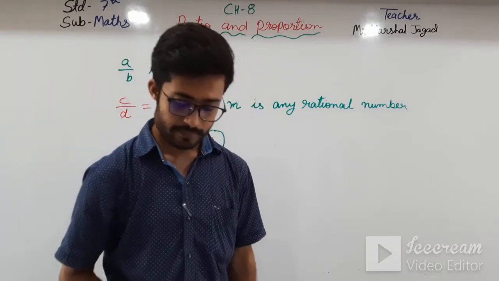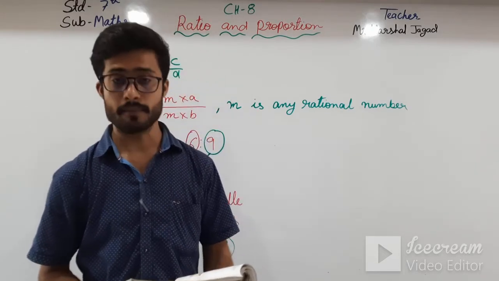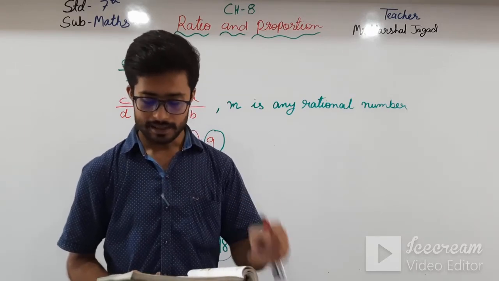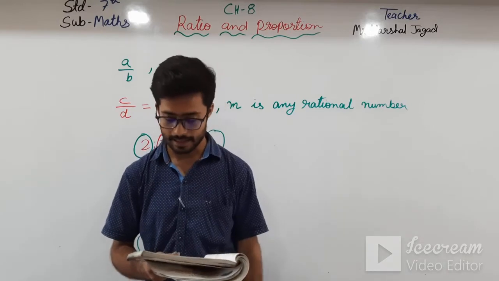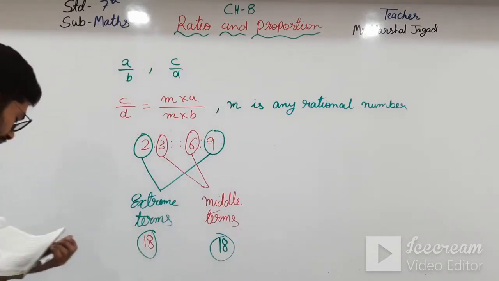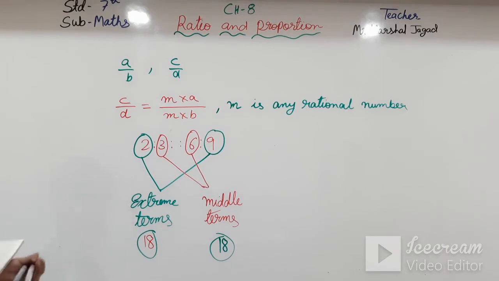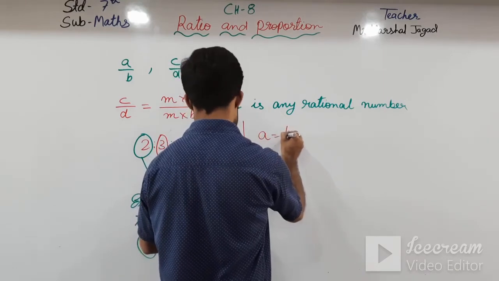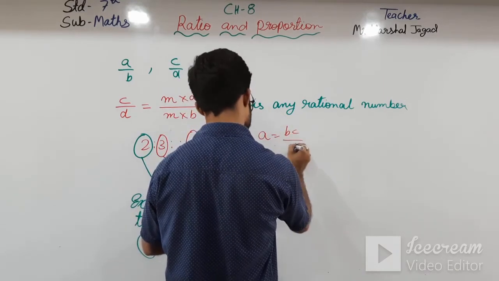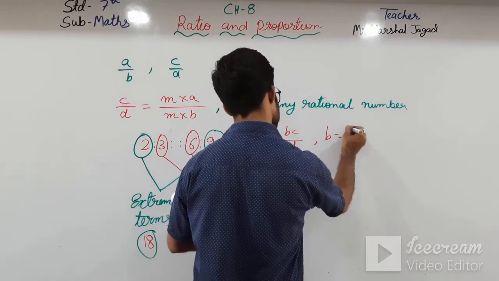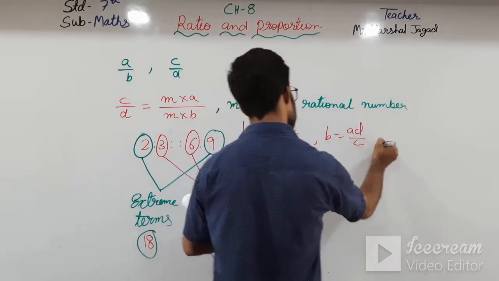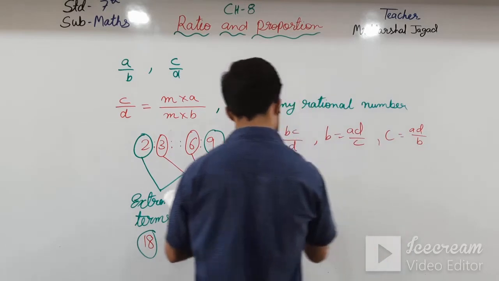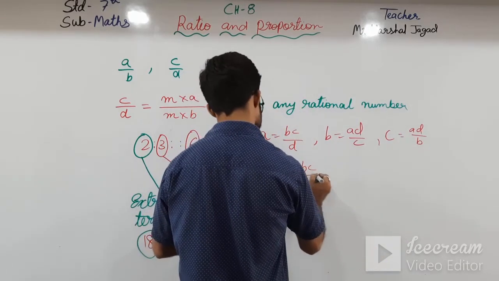Moving further, this gives us the fact that if A is to B is proportional to C is to D, then AD is equal to BC. Then A is equal to BC upon D, and B is equal to AD upon C. Here some of it is given. I am just writing A is equal to BC upon D, and B is equal to AD upon C, C is equal to AD upon B, and D is equal to BC upon A.